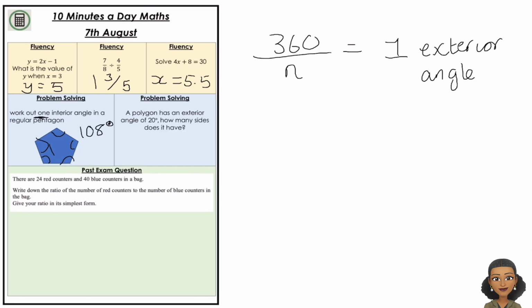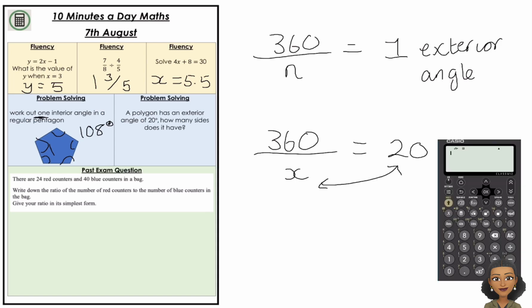Now, if we think about what we know, okay, well, we don't know n in this situation, okay? We've got the polygon, so we've got our unknown sides. We know the answer, so we know that we have 360. This is our unknown, and that equals 20 degrees. So we need to work out what x is going to be. So how are we going to do that? Well, we're going to swap them. We're going to swap our unknown with what we have. So we're then going to have 360 divided by 20.